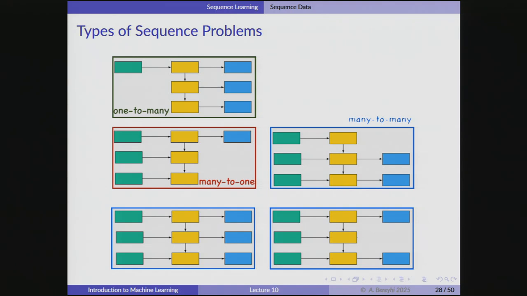The other case is the other way around, many-to-one. You get the whole sequence, for instance the whole notes of a piece of music, and at the end you want to classify what the music is. So your input is now a complete sequence, and your output is just one single output, which again you can think of as a sequence of length 1. And you could have many-to-many problems. Many-to-many problems could be, for instance, the one I have on the bottom left.